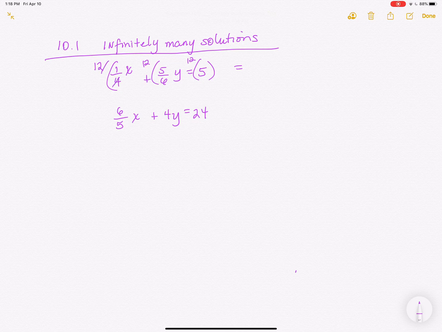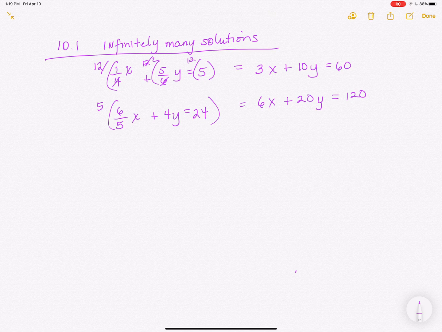So when I simplify, this is going to be 3x plus 10y equals 60. And I'm going to do the same thing in the bottom. So I'm going to multiply all 3 of those terms by 5, which is going to give me 6x plus 20y equals 120.